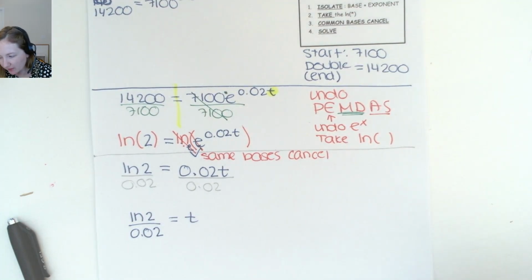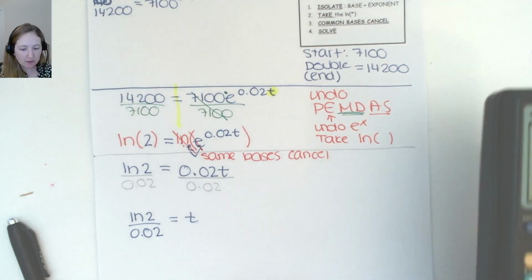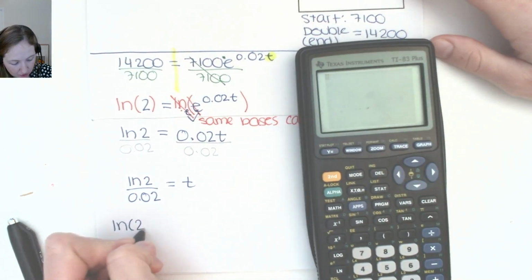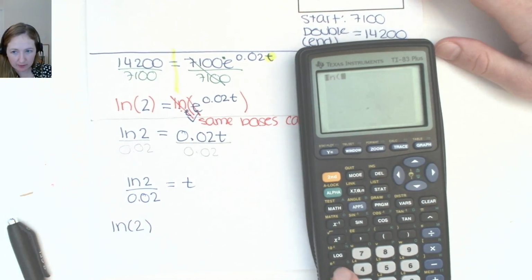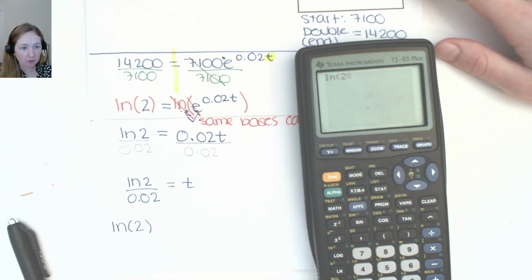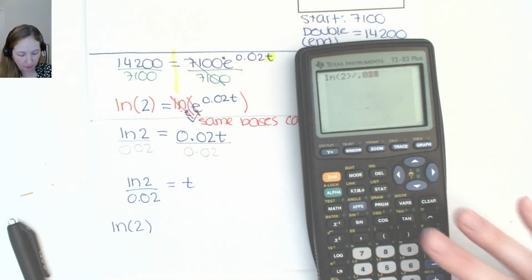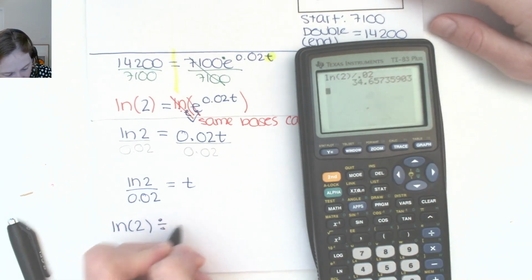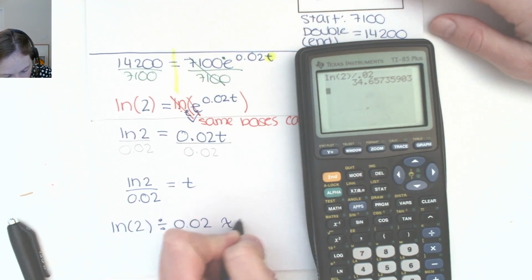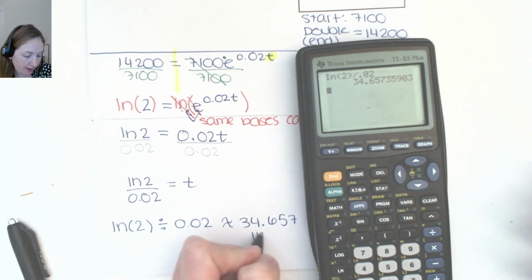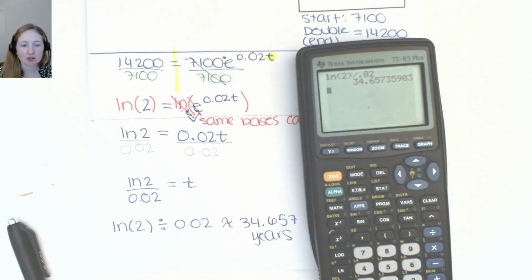Now, you do have to watch to see what they want it rounded to. Sometimes they want it rounded to the nearest tenth of a year, the nearest year. One thing I want to mention is that in your calculator, remember that you need to hit the natural log button, 2, and then be very careful to close your parentheses to end that natural log, and then divide it by the 0.02. That is going to give you approximately 34.657. And again, that would be the time in years that it would take to double your money.